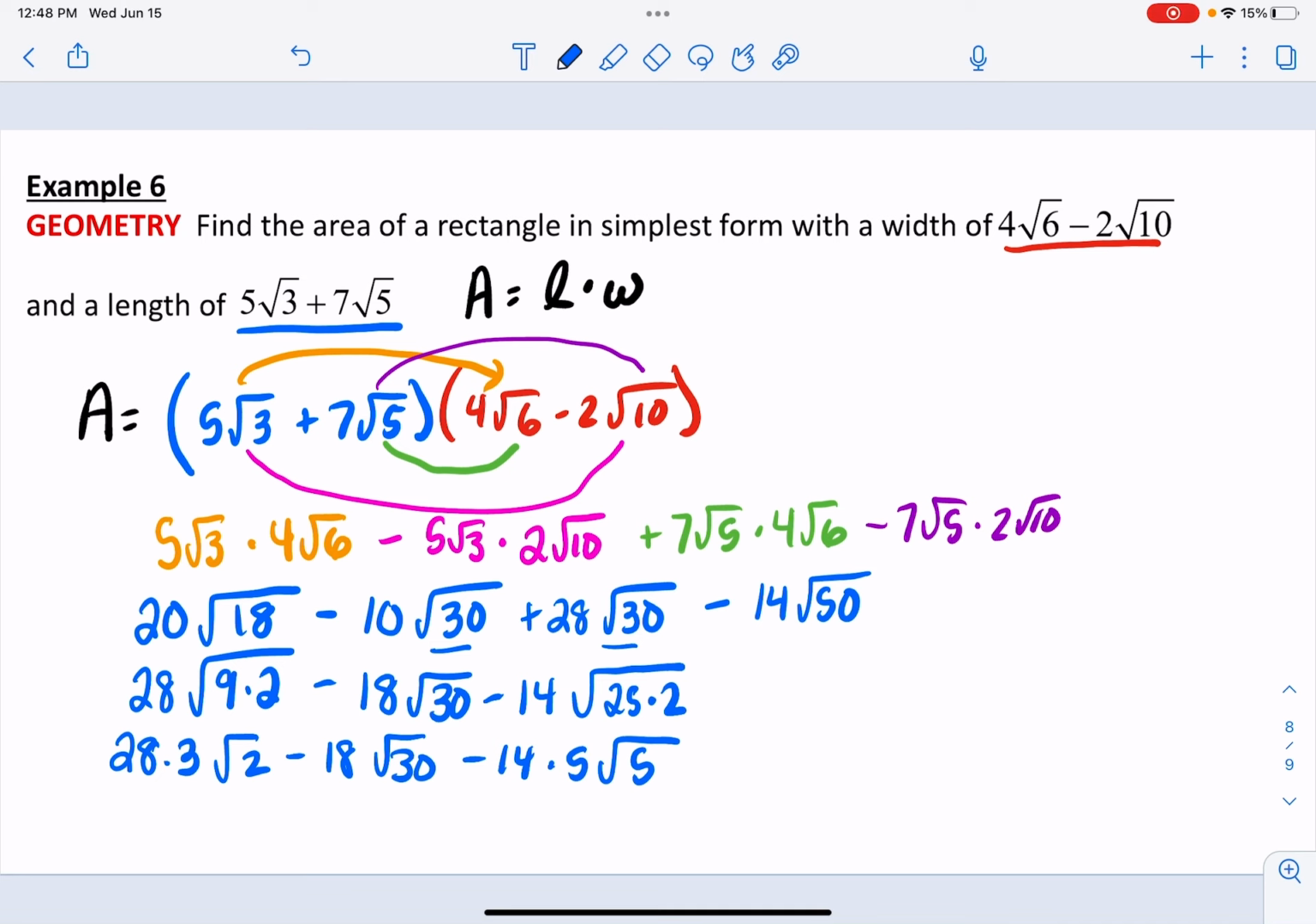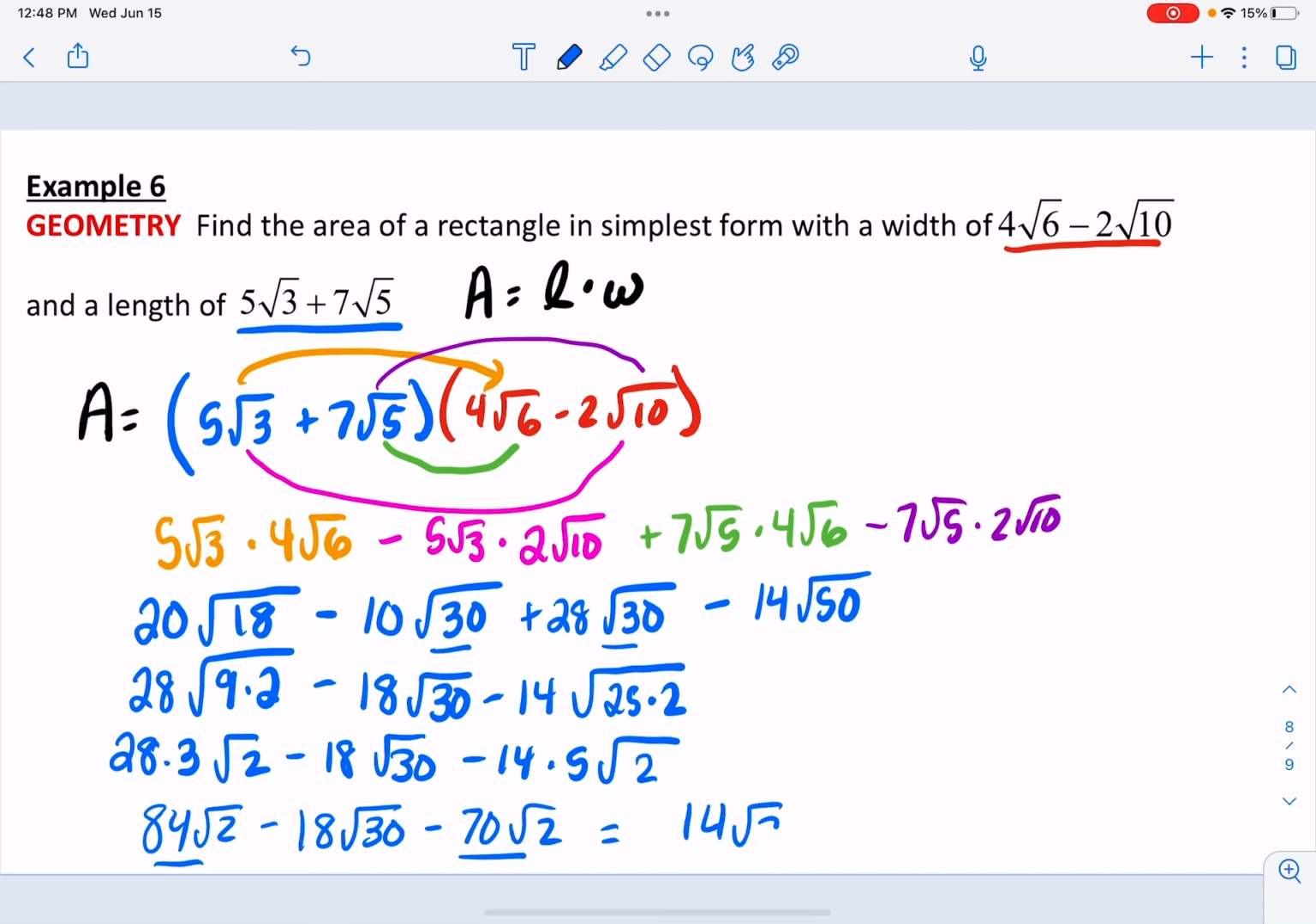So I have 28 times 3. Well, that's 84 root 2 minus 18 root 30 minus 70. I don't know why I wrote root 5 there. So now I have 84 minus 70 that I can simplify, these two radicals. I can combine those and get 14 root 2 minus 18 root 30.